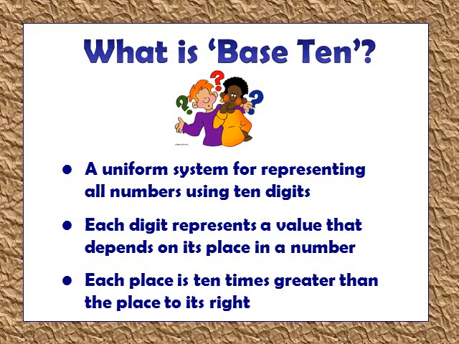So what is base 10? Base 10 is a uniform system for representing all the numbers in our number system just by using 10 digits, 0 through 9. Each digit in a number represents a value that depends on its place. So for example, the value of the 2 in the number 12 is different than the 2 in the number 21. Each place in a number is 10 times greater than its place to the right. So the 2 in 21 is 10 times greater than the 2 in 12.